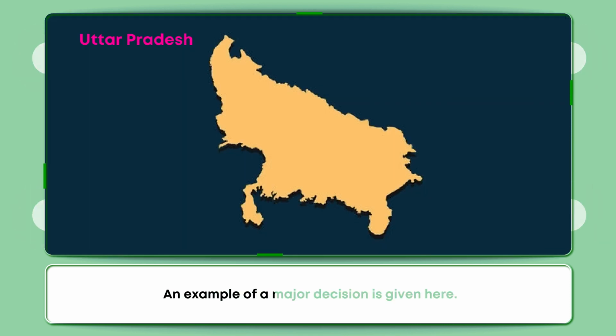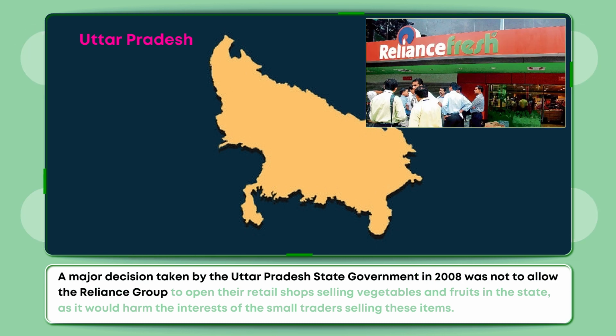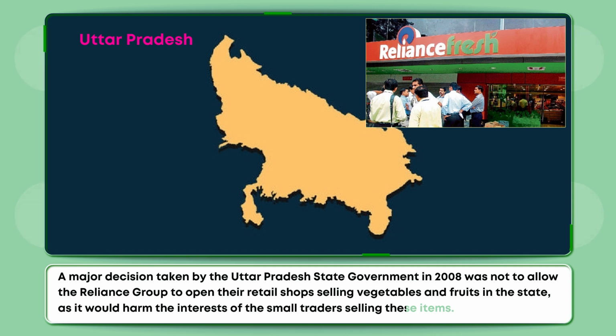An example of a major decision is given here. A major decision taken by the Uttar Pradesh state government in 2008 was not to allow the Reliance Group to open their retail shops selling vegetables and fruits in the state, as it would harm the interests of the small traders selling these items.